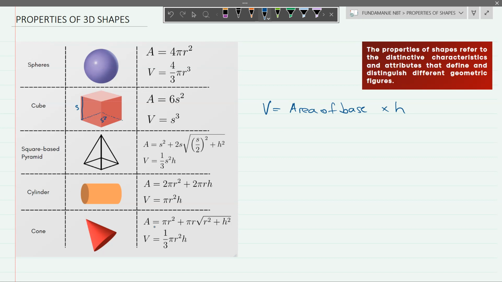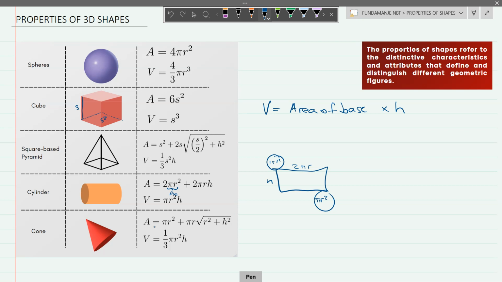Next, we have the cylinder. The cylinder has 2 circles and 1 rectangular sheet. That's why it's 2 pi r squared, which is area of a circle, and then 2 pi r h, where 2 pi r is the circumference and h is the height. So 2 pi r squared plus 2 pi r h for the area of this rectangle. Then we also have the volume. The volume is the area of the base, which is pi r squared, multiplied by the height.